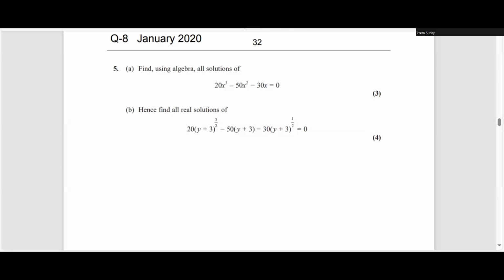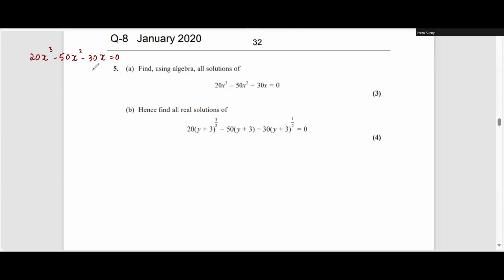Hi, welcome back. In this video, we are going to discuss Jan 2020. Find using algebra all solutions of 20x cubed minus 50x squared minus 30x equals 0. So what we have here is 20x cubed minus 50x squared minus 30x equals 0.